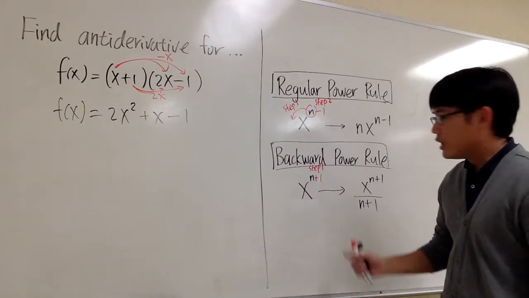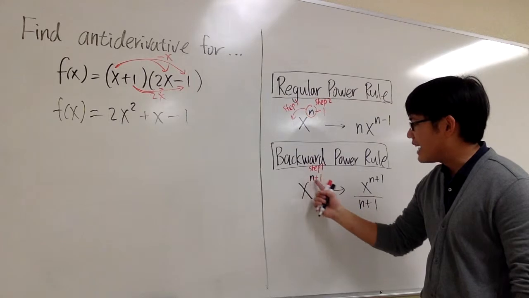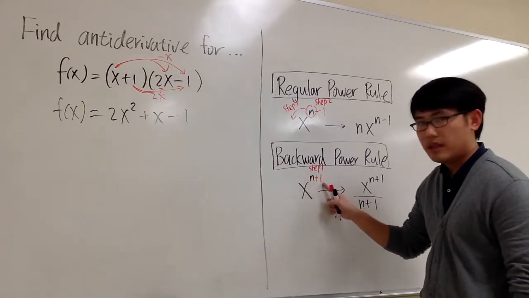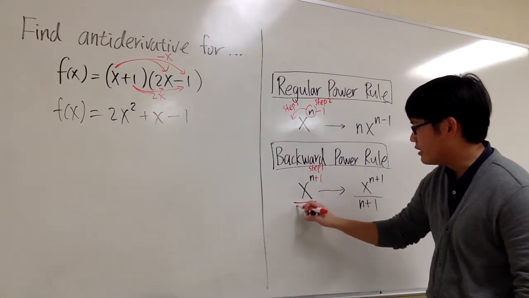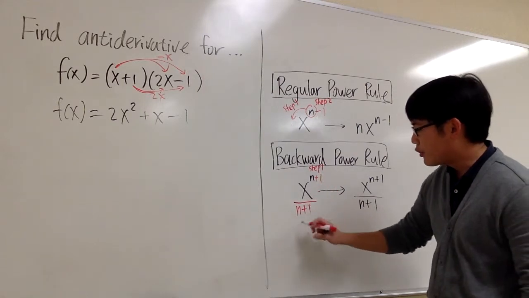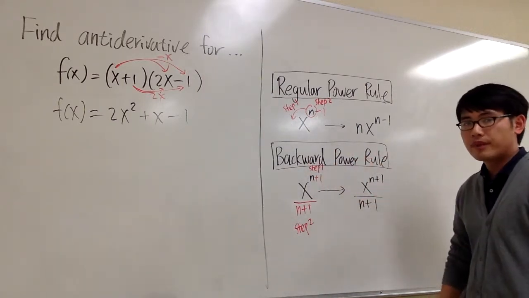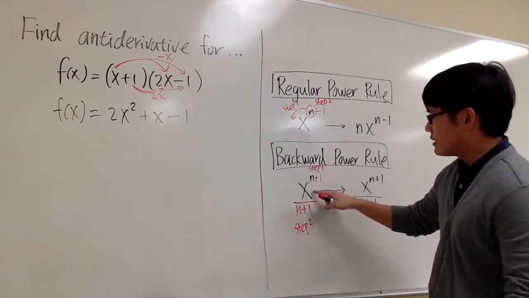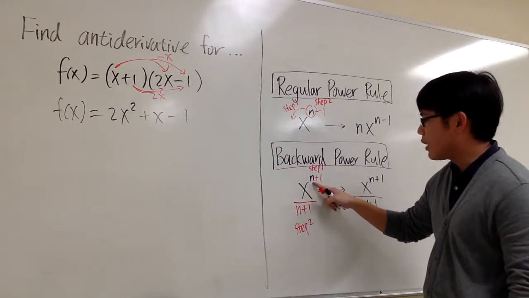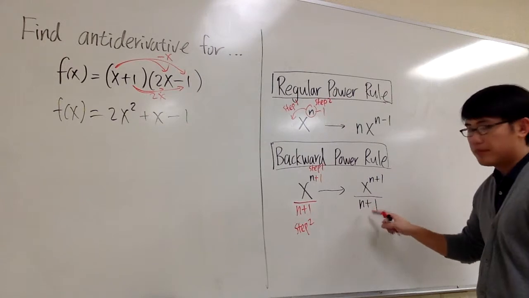And then step 2 is we are going to look at the new exponent, and instead of multiplying, we are going to divide by the new exponent. So the new exponent is n plus 1. We put that in the denominator, so we divide by n plus 1. This part right here is step 2 for the backward power rule. So if you have x to the n power, the antiderivative of x to the n power is going to be x to the n plus 1 over n plus 1.